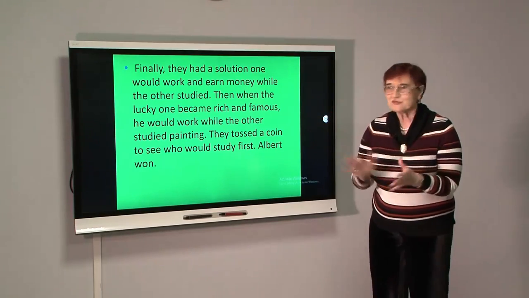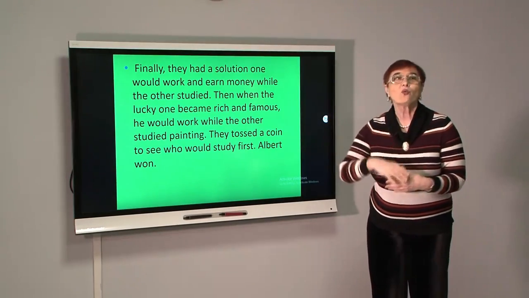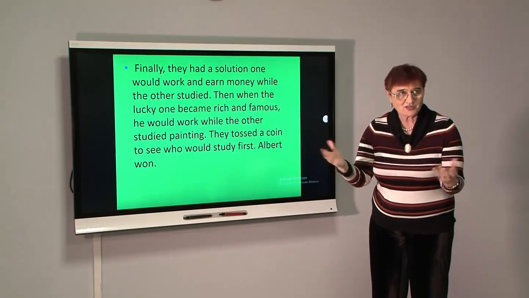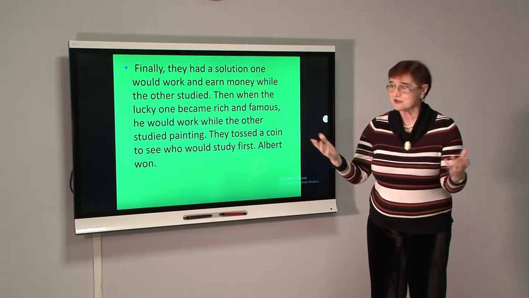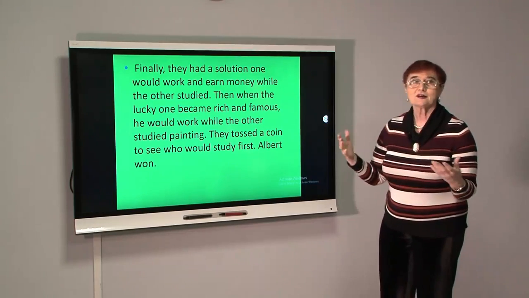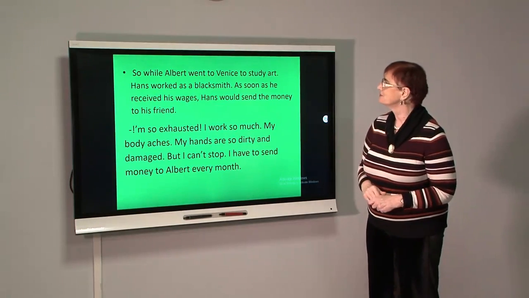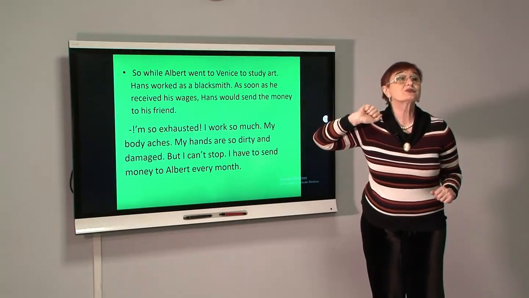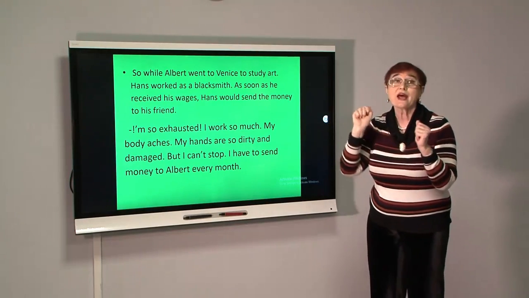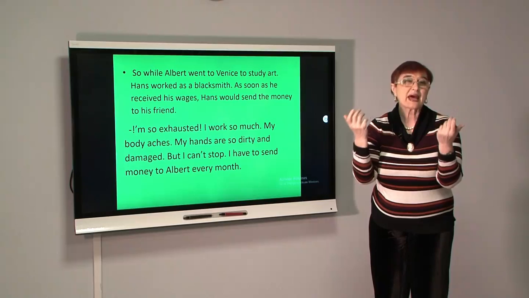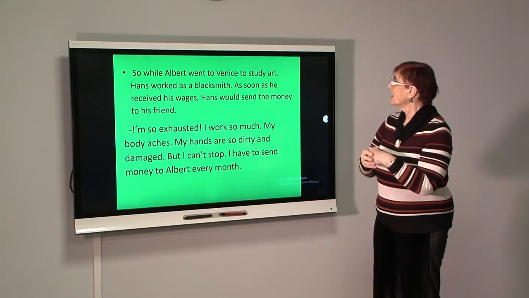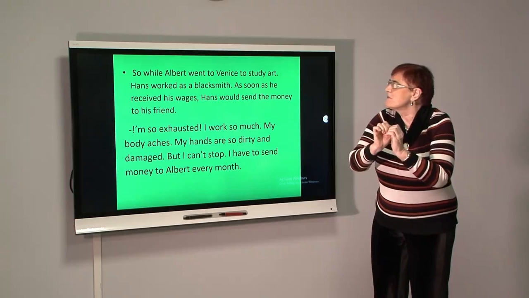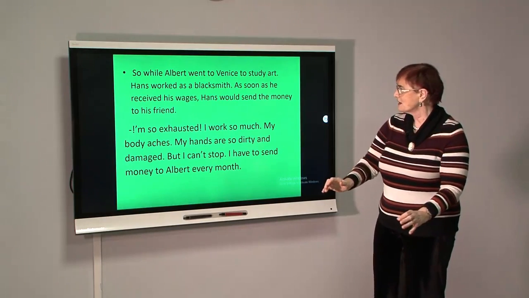So they made this decision, and Albert went to Venice, he studied art, he became very, very famous, and he came back, okay? While Albert went to Venice to study art, his friend worked as a blacksmith. As soon as he received his wages, Hans would send the money to his friend.